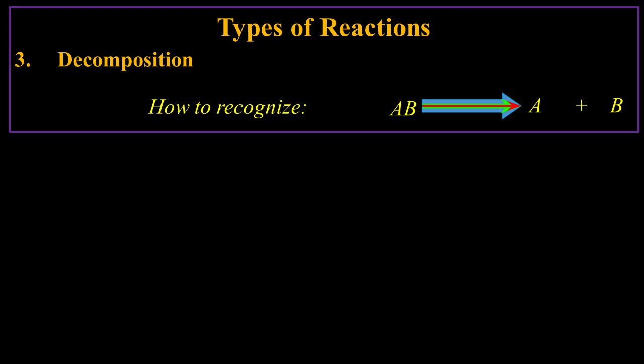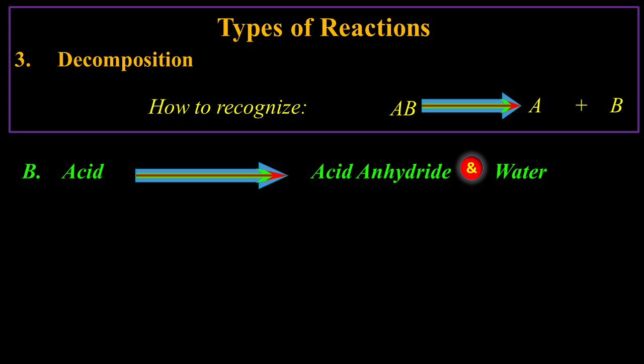The next type of decomposition is going to be an acid. If I heat an acid, I produce an acid anhydride and water. So let's say it's sulfuric acid. Look at your chart. Sulfuric acid has sulfate in it. So sulfuric acid will break down to sulfur trioxide and water. You always get water. So an acid breaks down to an acid anhydride and water.